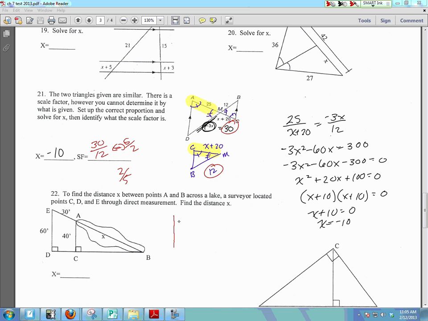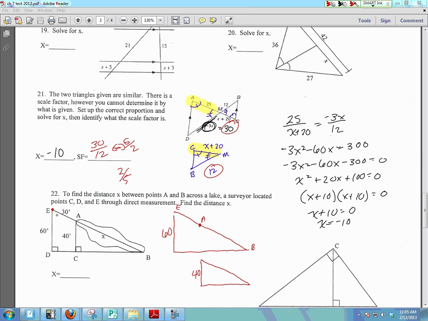Number 22, again, similar triangles. Okay, that's the big triangle, and then I'll make this smaller one down here. The big triangle, we know that that's 60. Small triangle, we know that that's 40. Okay. The big triangle, that's going to be A right there. There's E, and there's B.